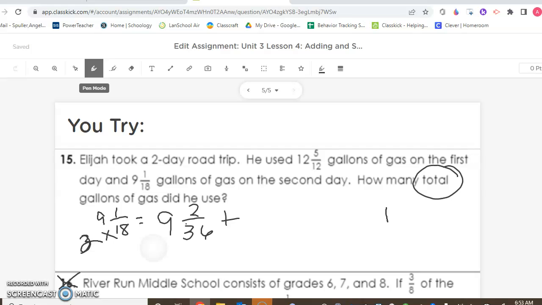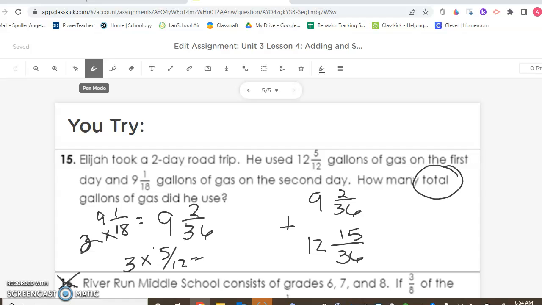I'm going to go ahead and keep, actually, that's what I'll do. I'm going to say 5 over 12 times the 3, remember? So this is going to get me, let's move 9 and 2/36 out of the way. Okay, this is going to get me 15 over 36, but I got to bring the 12 with it. So when I add them, I'm getting 17 over 36, and then whole numbers, 12 plus 9 is 21.